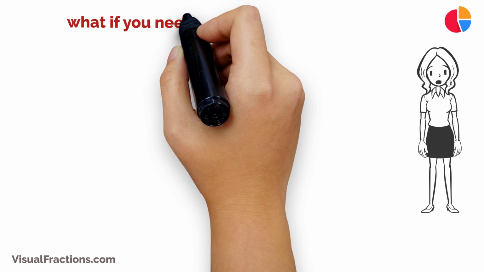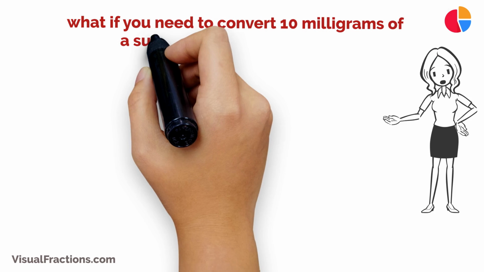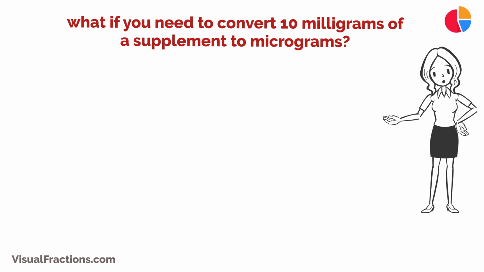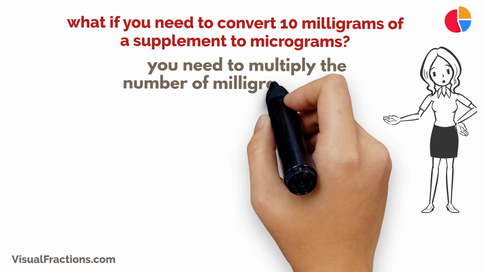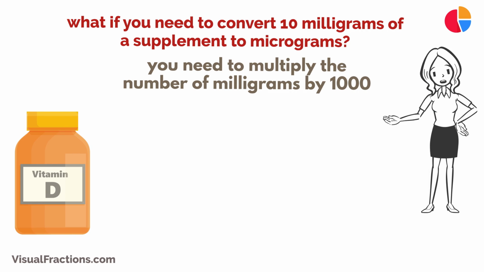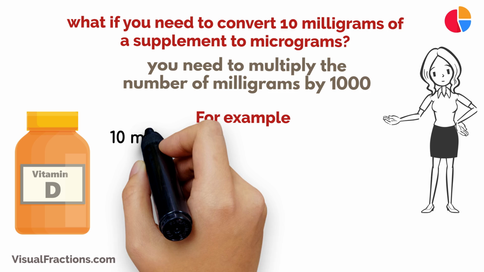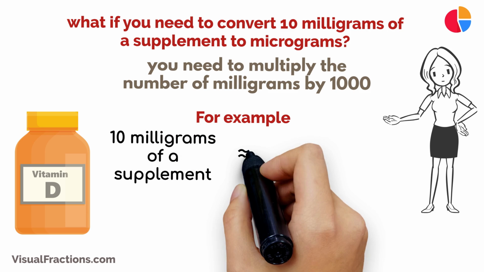But wait, what if you need to convert 10 milligrams of a supplement to micrograms? Don't worry, we've got you covered. To convert milligrams to micrograms, you need to multiply the number of milligrams by 1000. Let's walk through an example of how to convert 10 milligrams of a supplement to micrograms.